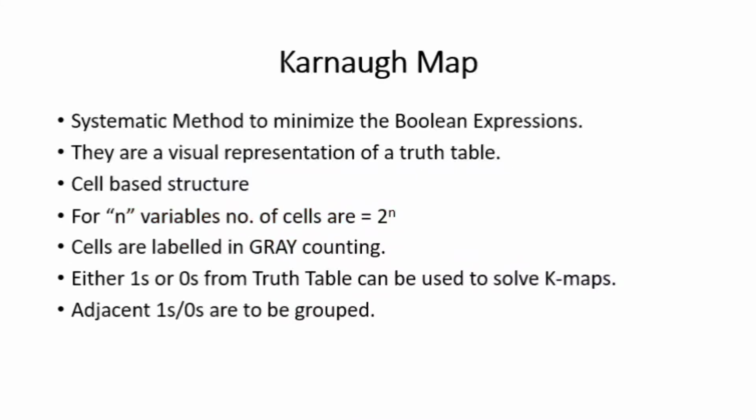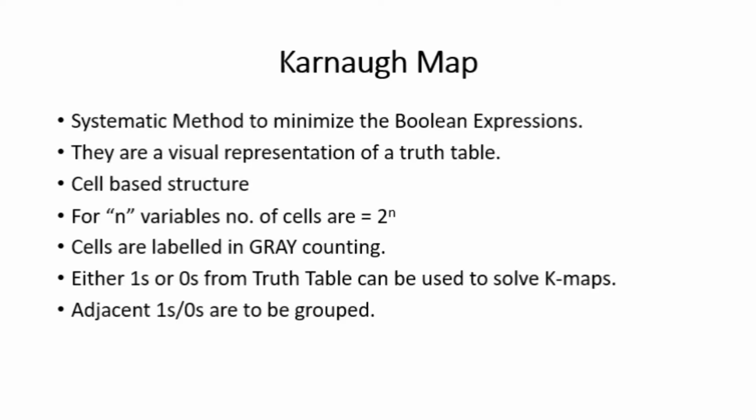So K-map is a systematic method to minimize the Boolean expression. As we have seen, while using the Boolean laws, we were able to minimize the expression, but in that case it was not a systematic form. It was not a method-based minimization. So this Karnaugh map offers us a systematic way to solve our Boolean expressions and to minimize them. So we can also say that these are the visual representation of a truth table.